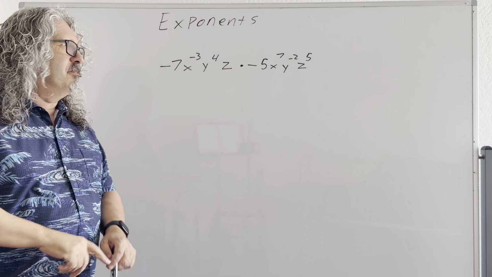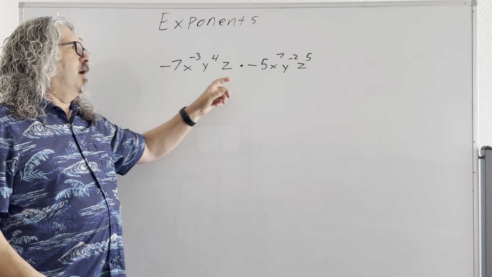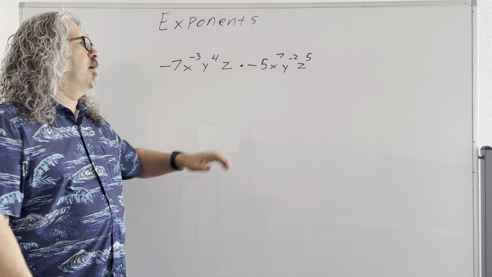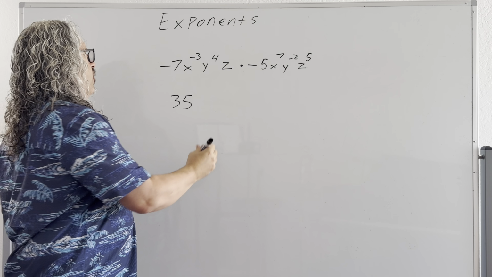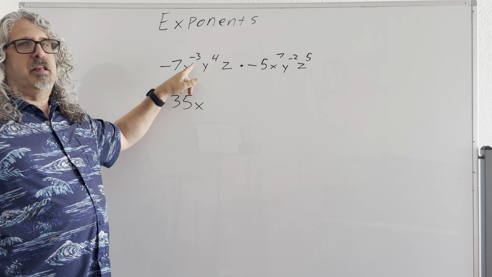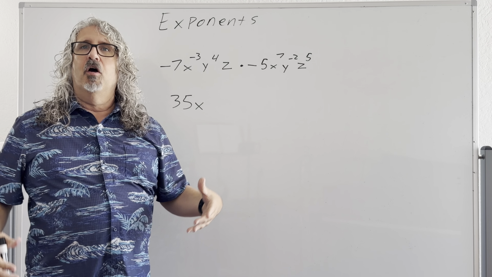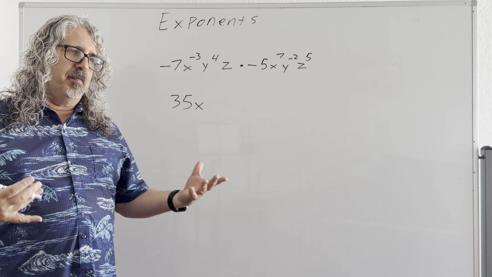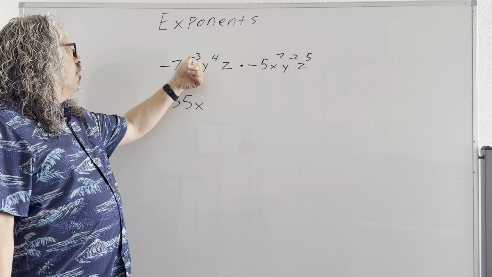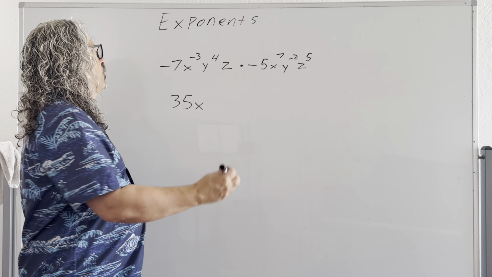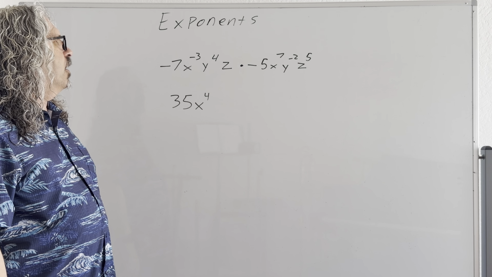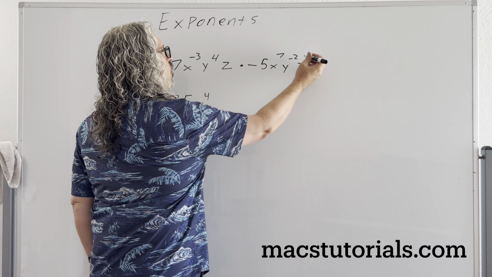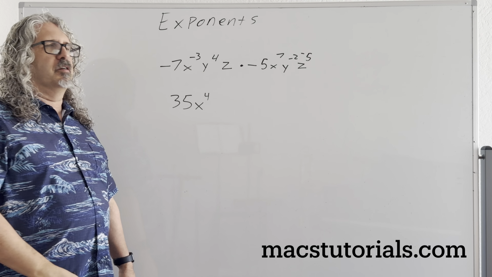All right, let's look at this one. The coefficients you just multiply. What is a negative 7 times a negative 5? That's a positive 35. Now let's look at our x's. Okay, I have x to the negative 3 and x to the 7. We're adding them together. And if you remember when we worked on negative signs, if the signs are different, you subtract them, keep the sign of the bigger number, which is positive. Okay? I'm going to make this one a negative 5 here, just so that I can show you something.